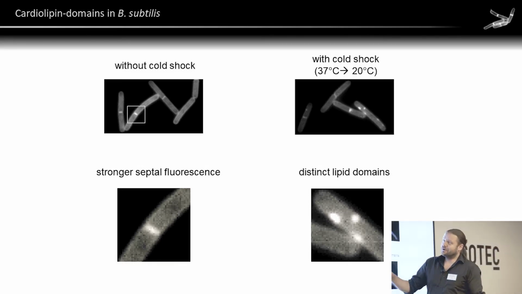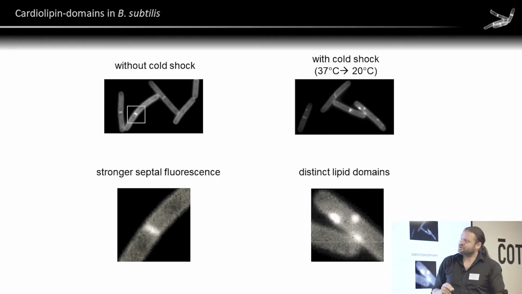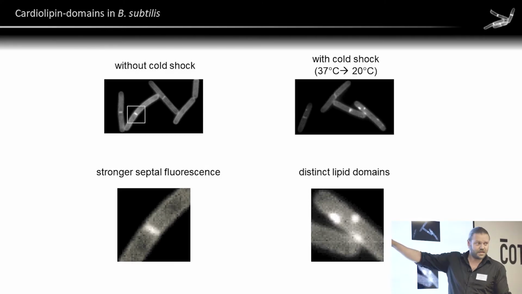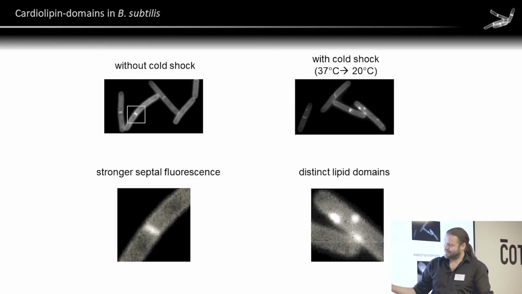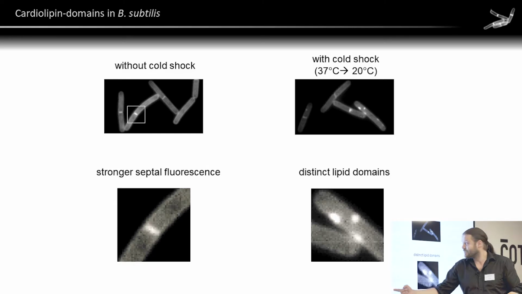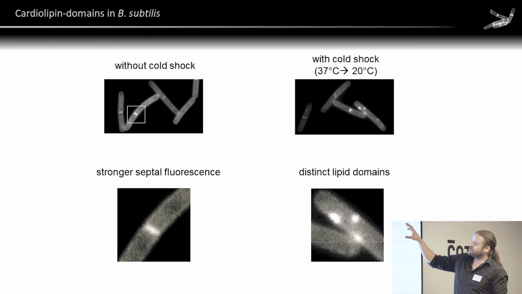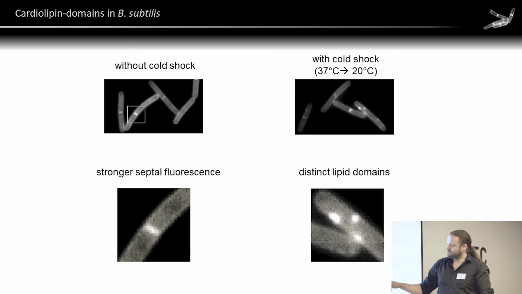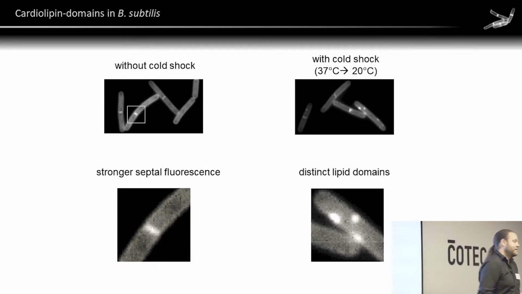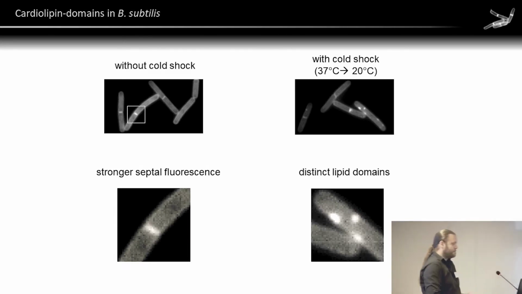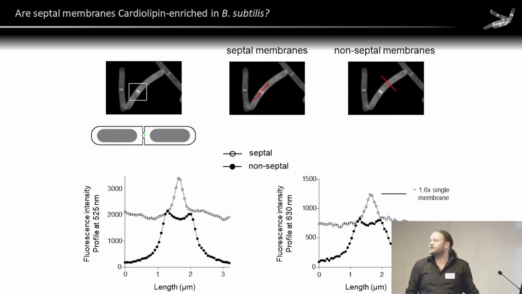So without cold shock, we see stronger septal staining at the septum. So there is a possibility that this is actually the cardiolipin signal, or we see these domains only when the cells undergo this cold shock, and this could be the cardiolipin domains. But the problem with the septal staining is that this is where the cells divide. So we have two membranes present there.